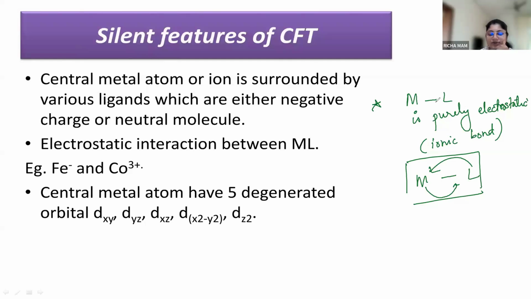And the second point is what? The ligands, whatever ligands are there around the central metal atom, where we represent the metal as M. Around this metal, whatever ligands are there, these ligands are treated as point charges.